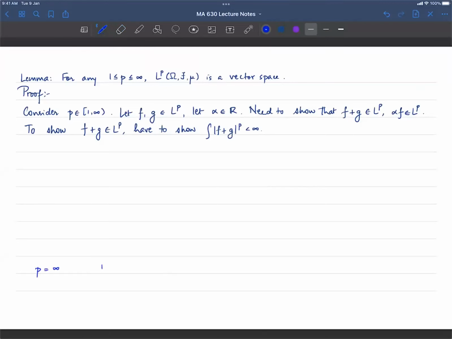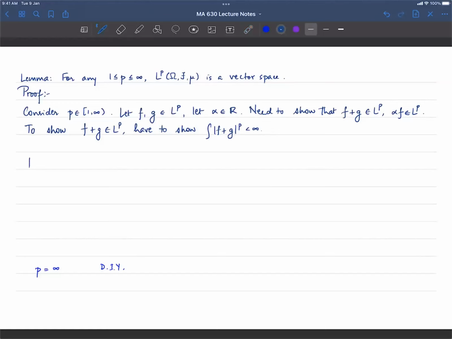So p equals infinity, I'm leaving it to you to think about this. If you have some trouble with it, we can always discuss it, but I'm leaving it as a do-it-yourself. All right, so I want to show that the integral of absolute value of f plus g to the pth power is finite. All right, so here's what we'll do.